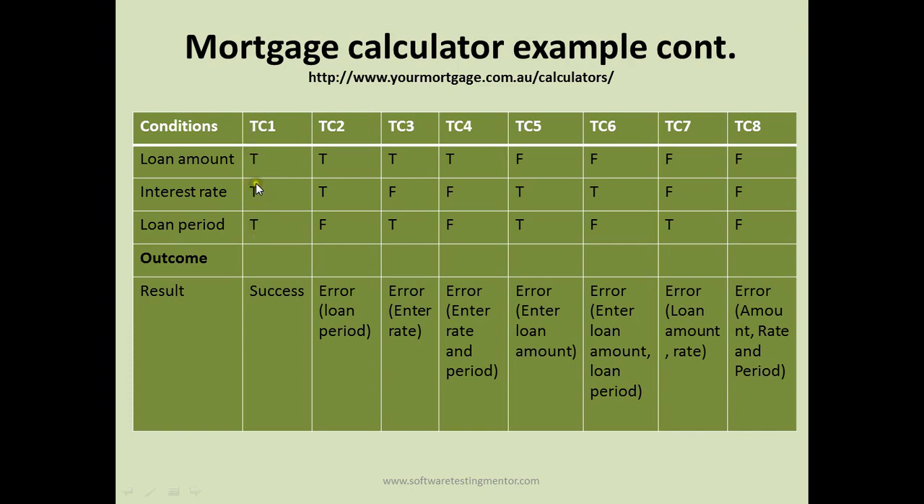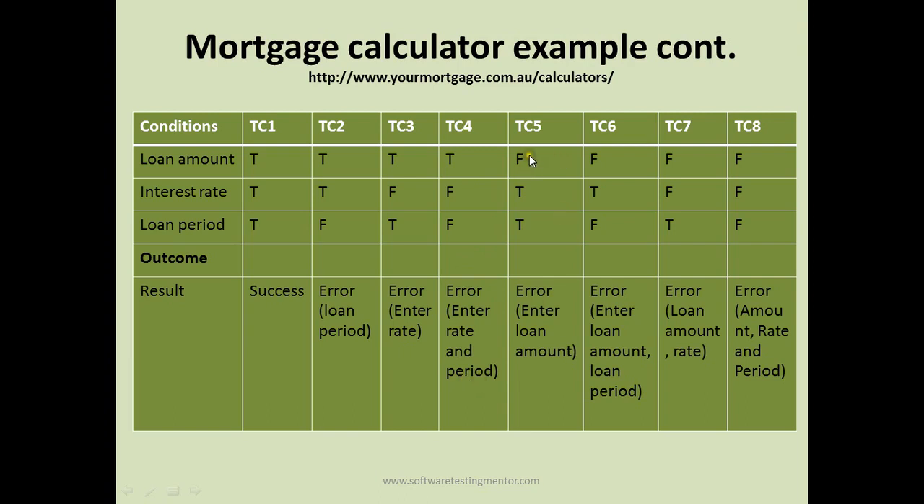If all of them were present, then the result was success and the EMI will be calculated successfully. But if loan period is missing, there will be an error message: loan period missing. In case interest rate is missing, then there will be an error message: enter interest rate. If both interest rate and loan period are missing, then it should not process, it should not go ahead, and there will be an error: enter rate and period.